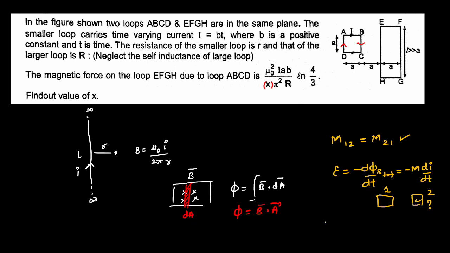We also should know that the force experienced by a current carrying wire placed in an external magnetic field is given by I dL cross B on a current element, and to get the total force we integrate this. Usually we write it as BIL, or we can write it as I times L cross B, if the magnetic field over the length is the same. I hope these are the basic concepts one should know before solving this problem.